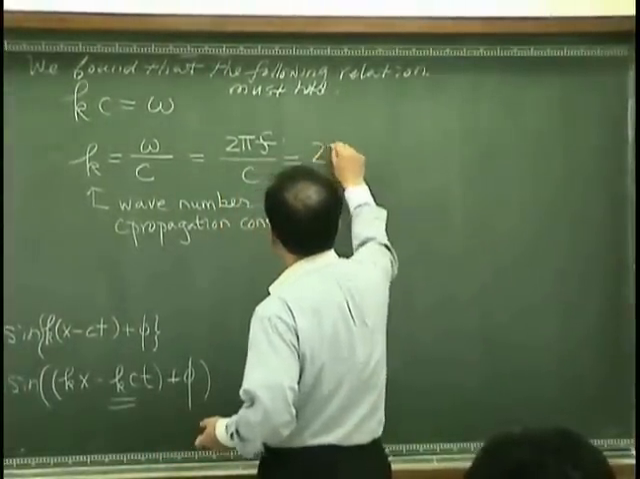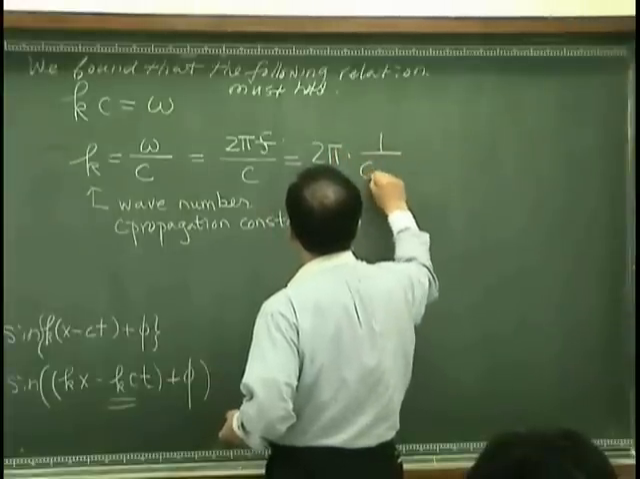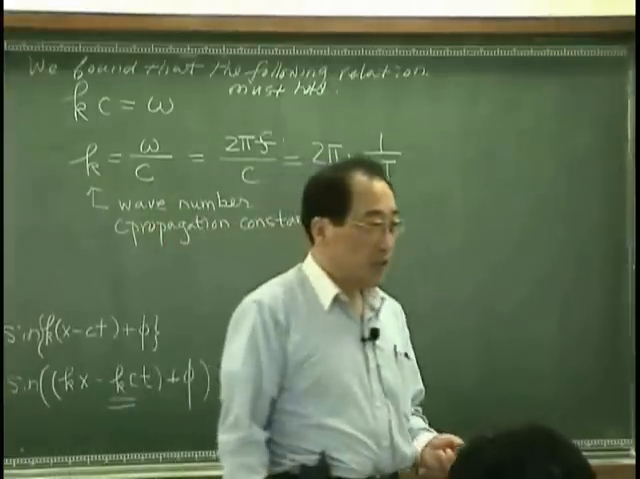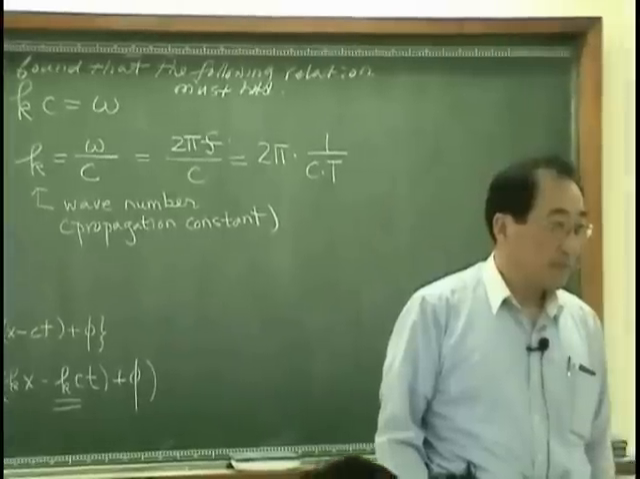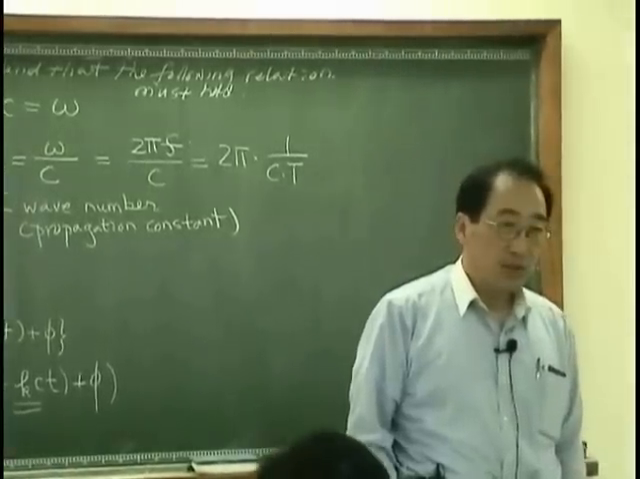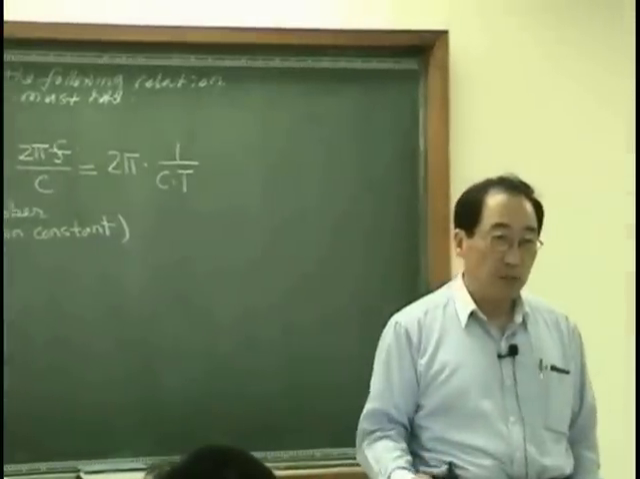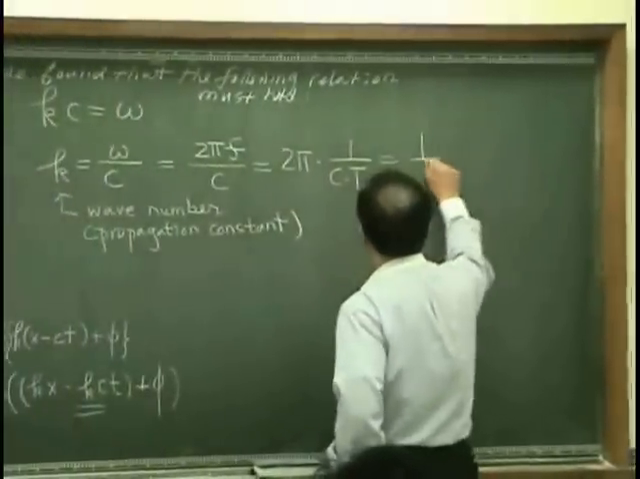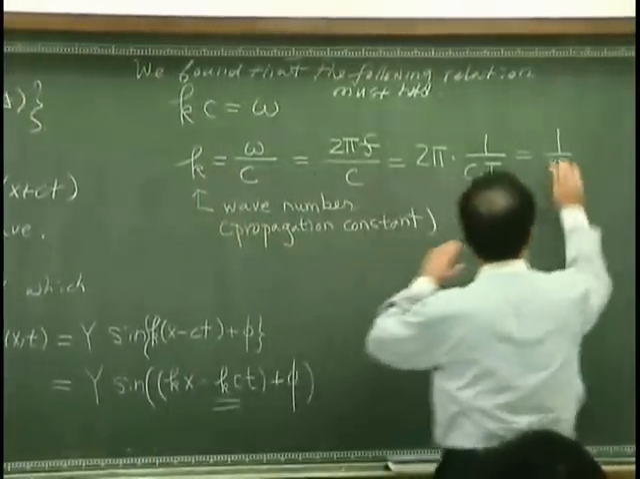So I say this is 2 pi. F is 1 over T. T is the period. What is then C multiplied by period? That's certainly the distance that wave can travel within one period. And then later you will find this is wavelength.